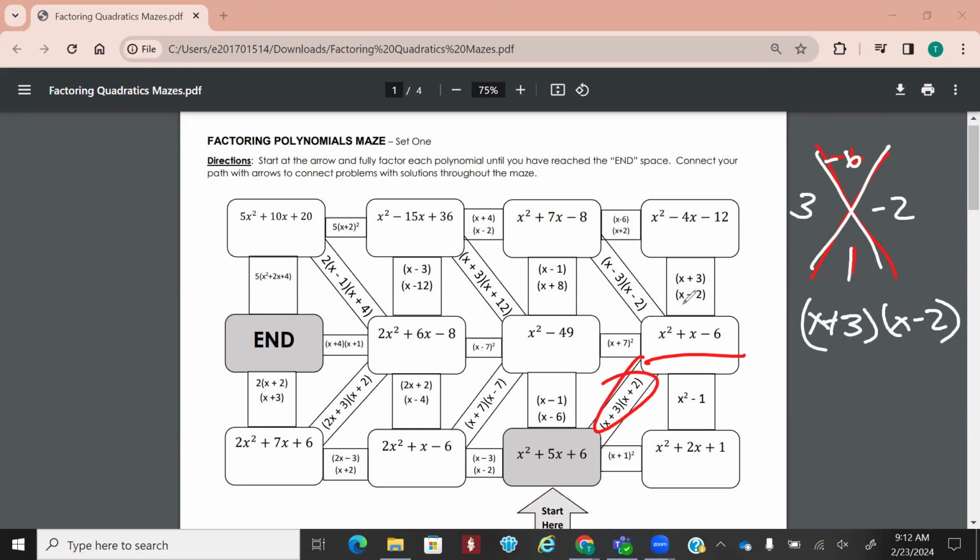Okay. We see that this is the solution. Or I'm sorry, this is the answer. But if we wanted to actually solve, we're going to take these, set them equal to 0, and solve. So that's going to give me x equals 2 and x equals negative 3.